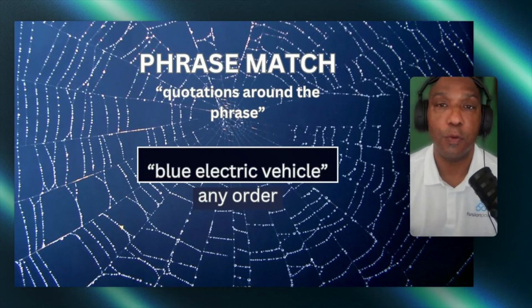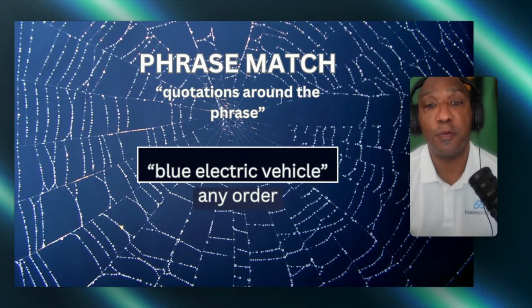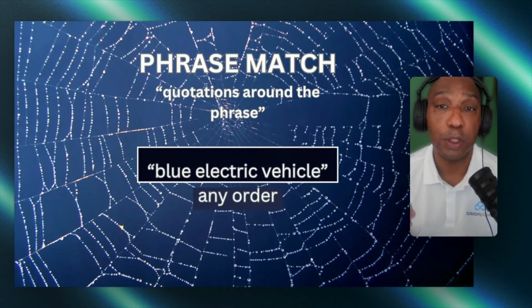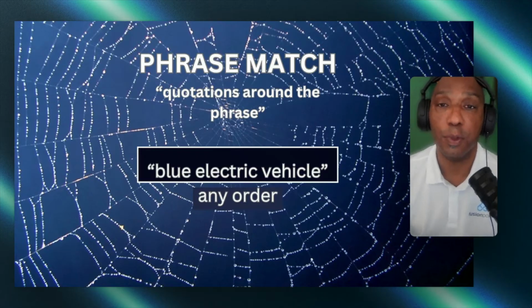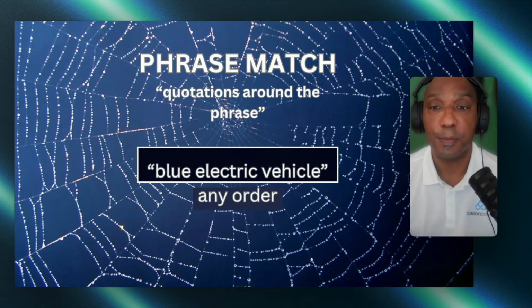So phrase match requires quotations around the phrase. So phrase match is more flexible than exact match, but more targeted than broad match. I'll repeat that. Phrase match is more flexible than exact match, but more targeted than broad match. So anything inside of that quotation goes: blue, electric vehicle, blue, in any order, obviously. So that's what phrase match is. And if you want to get more granular and specific, then you would use a phrase match.